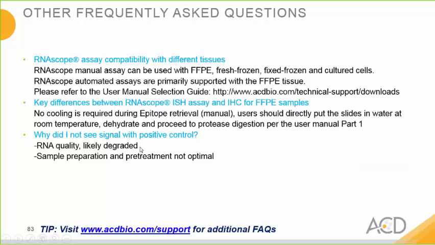And then the most frequently asked question is, why did I not see signal with the positive control? It could be due to the sample preparation step, or the pretreatment step not being optimal as you have seen. Or another likely possibility is it might be the RNA quality in your sample.